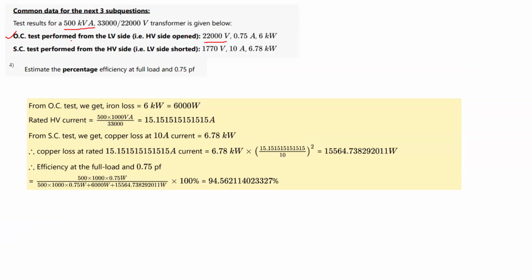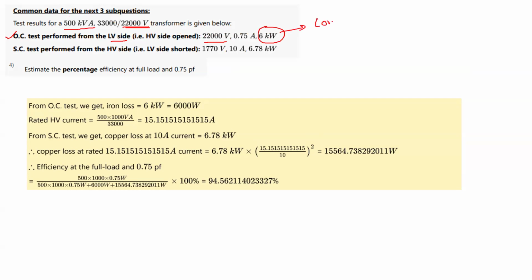Okay, so we are performing the OC test on the, you see, low voltage side. And you see, because this is at the same voltage rating of 2200 volt, so you see we are performing the OC test at the rated value. So because we are performing the OC test at the rated voltage, which can be low voltage or high voltage, because they did it on low voltage side, so they have written it as 2200. So this power represents what? This power represents core loss.